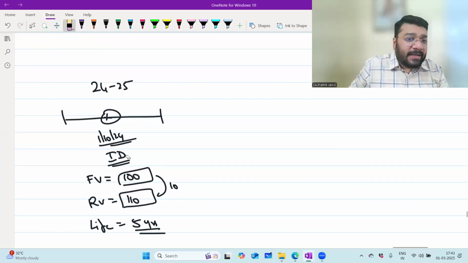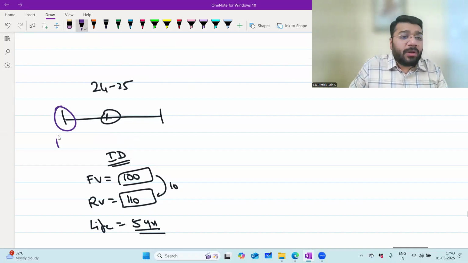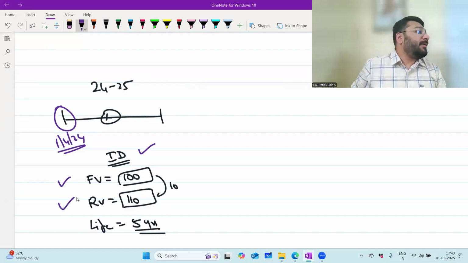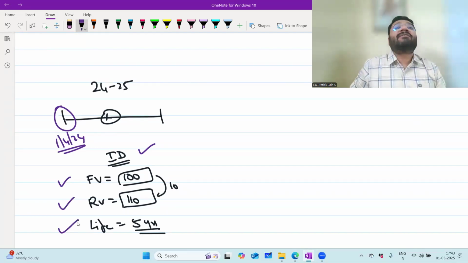Let's say it is not 110. For more comfortability, let's say this loan is taken. So debenture is issued on 1/4/2024. On 1/4/2024, you have issued the debenture whose face value is how much? 100 rupees. And you have promised to redeem after 5 years, at the end of the 5 years, and the redemption value per debenture is how much? 110 rupees. And what is the life of the debenture? 5 years. So please tell me, what is your redemption date?